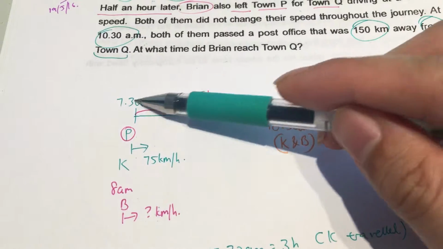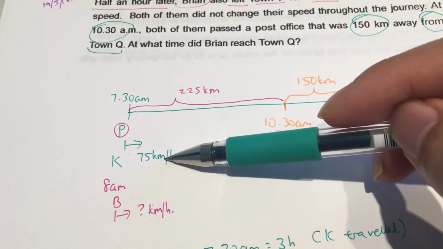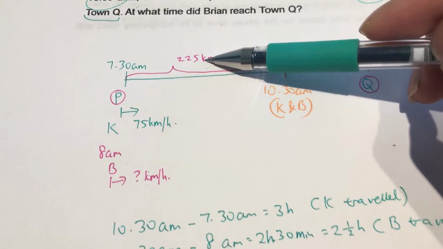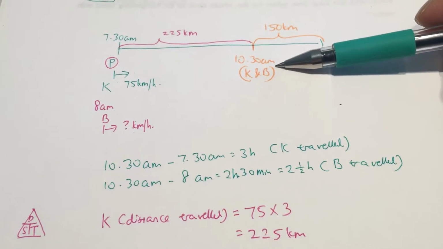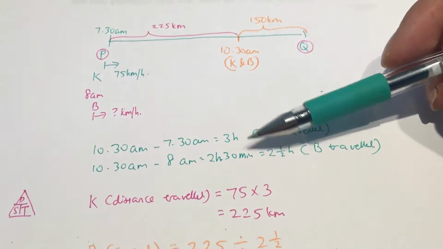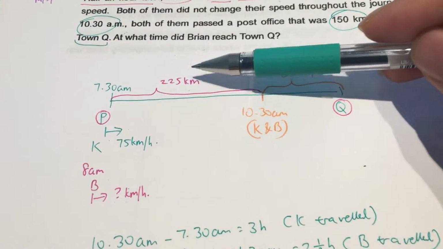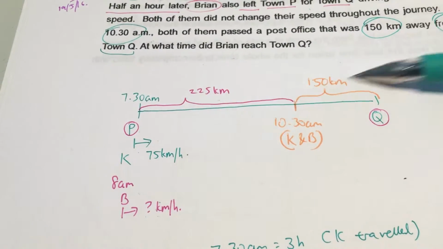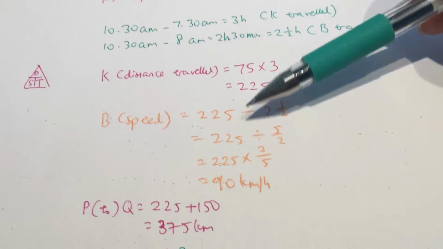Can you see that from here to here I have the time, which is 3 hours, and I have the speed of K. With the time of K and the speed of K given, I can find the distance traveled by K, which is the speed of K, 75, times 3 hours, which is 10:30 minus 7:30, which is 3 hours. So that is 225 km. Then I can insert it into here. Next, just now remember we said that to find the time traveled by B, we need the distance and then the speed. So we have the distance now, which is 225 plus 150, which is here.